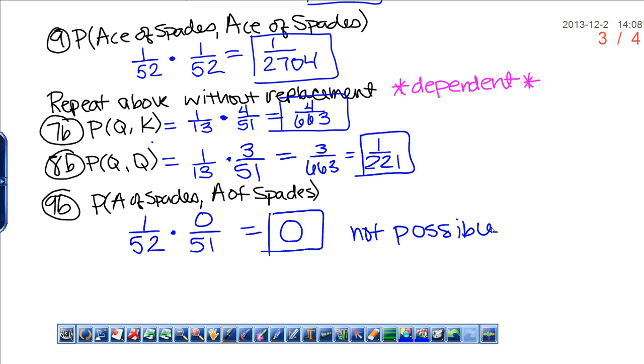Zero would be your answer because it asks you what's the probability. So couldn't you just say no probability? Or what is probability? It's a probability of 0.